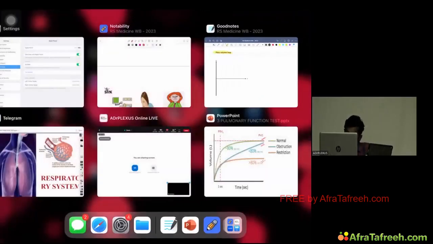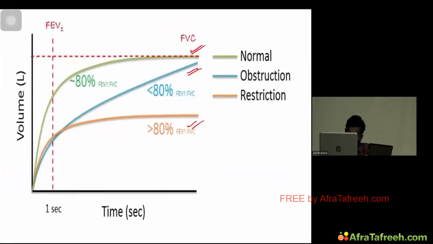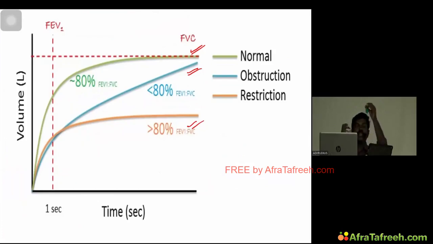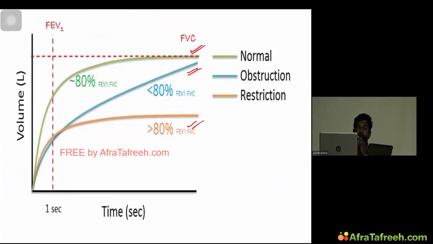Now imagine a person is given a spirometer. Imagine this as a spirometer and there is a sensor in the spirometer. What I'm going to do is take a deep inspiration followed by a deep expiration. Whenever I take a deep inspiration, the air is moving away from the sensor. When I am blowing out, what is going to happen? The air is going to move towards the sensor.